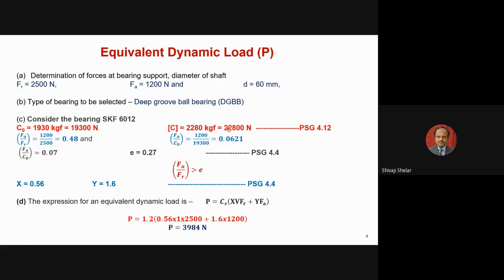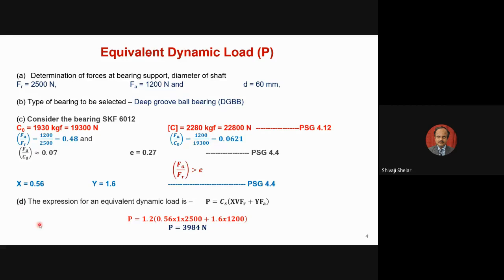Since your shaft is rotating, the inner race is rotating. So this race rotation factor V is equal to 1. When the inner race rotates with respect to the outer race, you have to take V equal to 1. When the inner race is fixed and the outer race is rotating, V will be 1.2. Then we have radial load 2500. Then we have Y value selected 1.6 here, and axial load 1200. So our equivalent dynamic load calculated here is 3984 Newton. So we have completed step D.